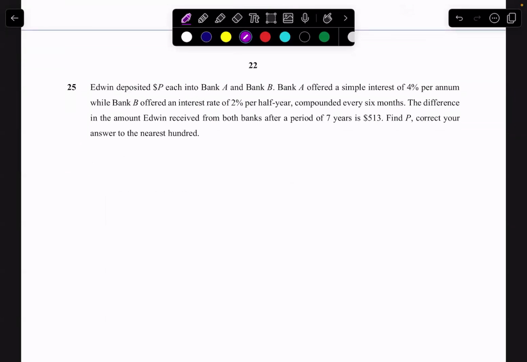Question 25. Admin deposited $P each into Bank A and Bank B. Bank A has simple interest of 4% per annum. Bank B has an interest rate of 2% per half year, compounded every 6 months. The difference at the end of 7 years is $513. Find P. Correct your answer to the nearest 100.